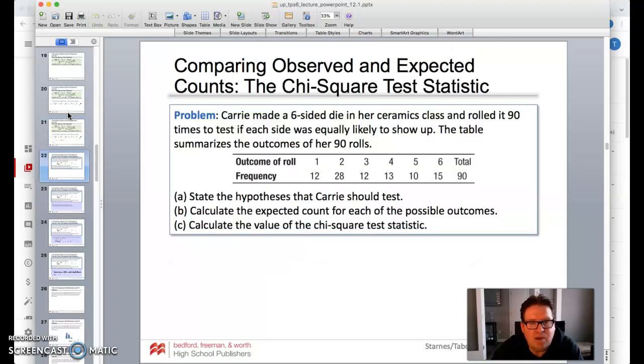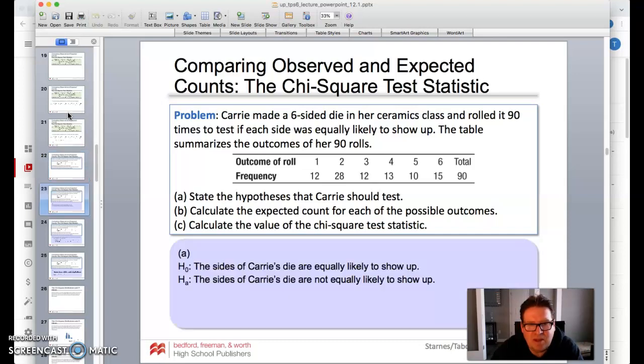All right. So anyway, let's look at another problem. Carrie made a 6-sided die in her ceramic class and rolled it 90 times to test if each side was equally likely to show up. The table summarizes the outcome of her 90 rolls. Now, again, the null hypothesis would be that the sides of Carrie's die are equally likely to show up, and the alternative would be that they're not equally likely to show up.